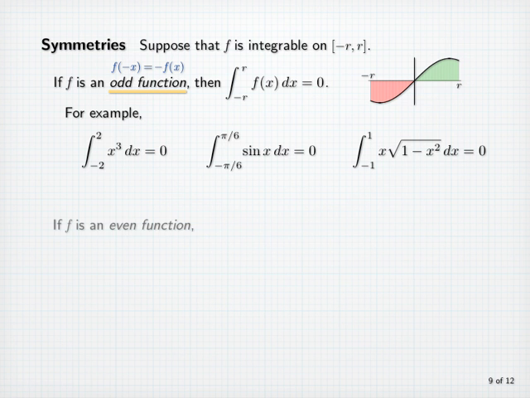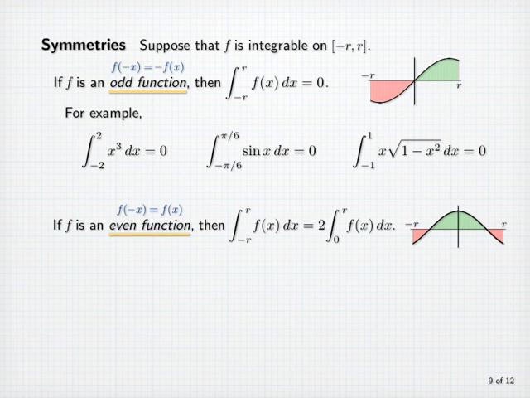Now let's suppose that f is an even function. Recall that this means that f of minus x is equal to f of x. The graph of an even function is symmetric about the y-axis. So the region bounded by the graph and the x-axis between minus r and r is symmetric about the y-axis. Here we can't be as specific about the value of the integral, but we can say that the integral from minus r to r of f of x dx is equal to 2 times the integral from 0 to r of f of x dx.